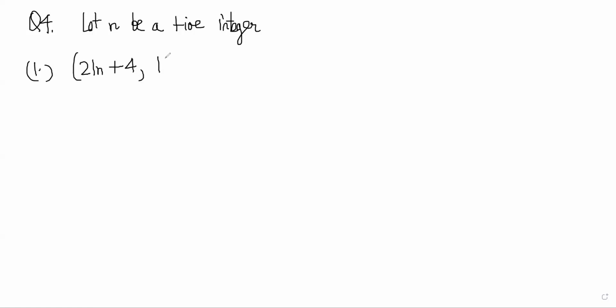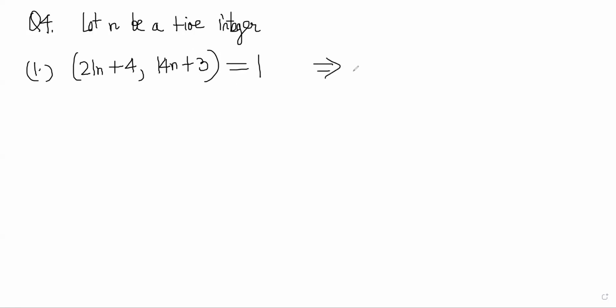Question 4. Here we have, let n be a positive integer. The first part of the question is prove that GCD of 21n plus 4 and 14n plus 3 is equal to 1. This was actually a question in the first IMO, 1957 or something. It's a very simple question.